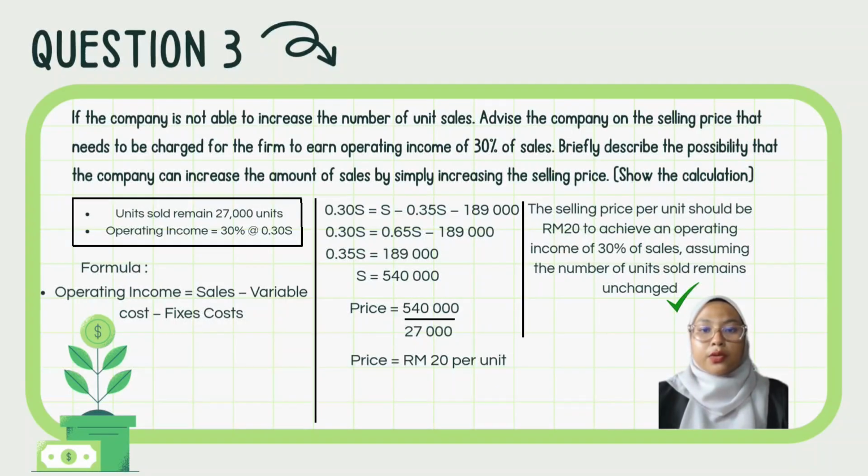Since the number of units sold remains unchanged, the selling price per unit is calculated by dividing total sales by the number of units sold. Therefore, the selling price per unit is 20 ringgit. This means the current selling price is sufficient to achieve an operating income of 30% of sales.